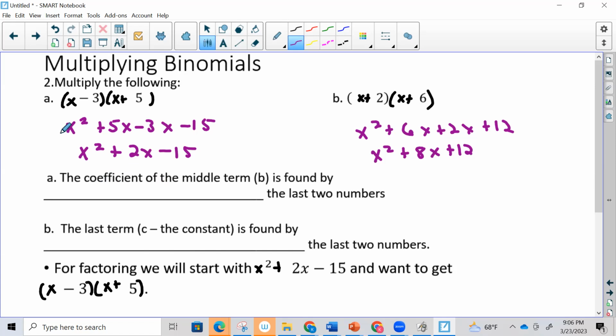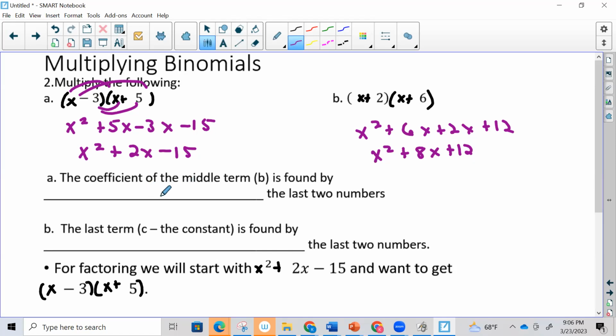So these are what we should get. We're distributing this x to both of them, and then we're distributing the -3 to both, and we should get this, and then we can combine our middle terms and get 2x. Okay, and for b, you should multiply it, and this should be your final answer.